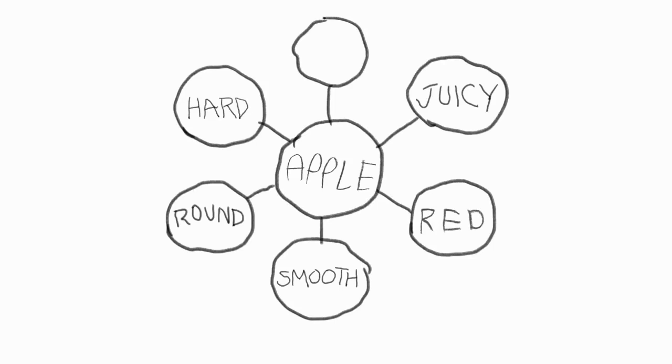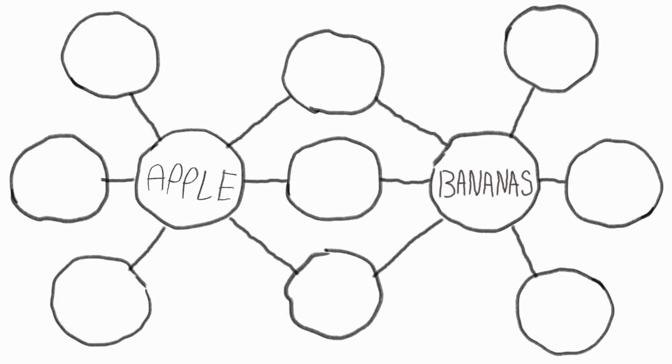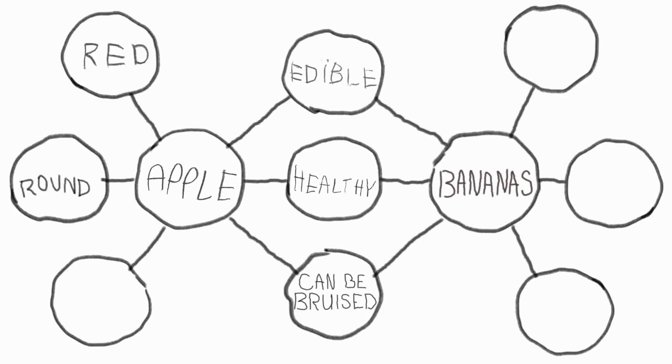How does an apple compare to another fruit such as a banana? So this is the thinking process of comparison and contrast. Well, both can be eaten. They're healthy for you. They can be bruised. But an apple is red, it's round, whereas a banana is yellow, long, and has a heavy peel.